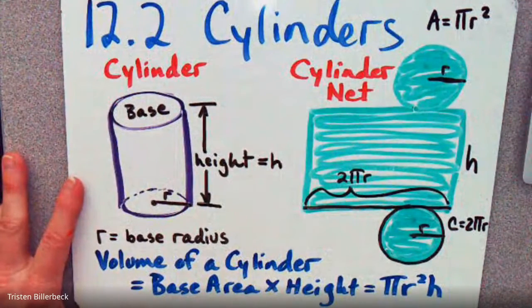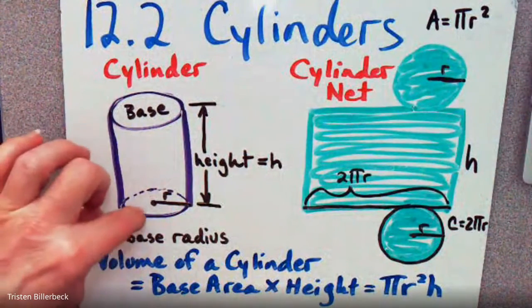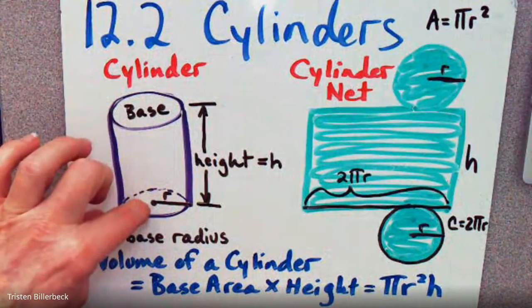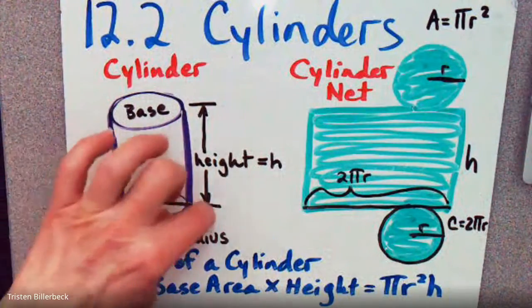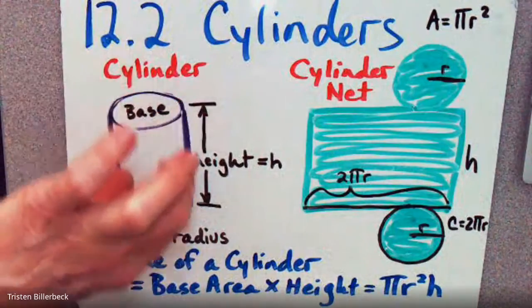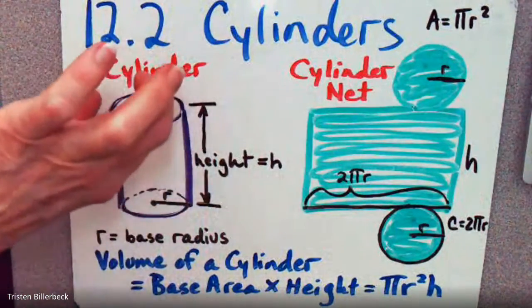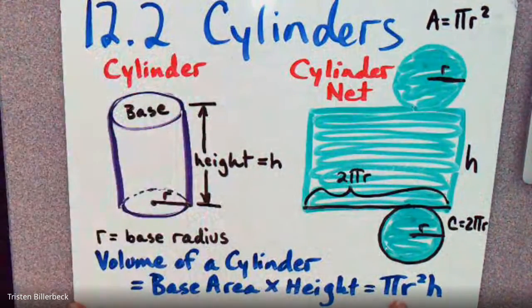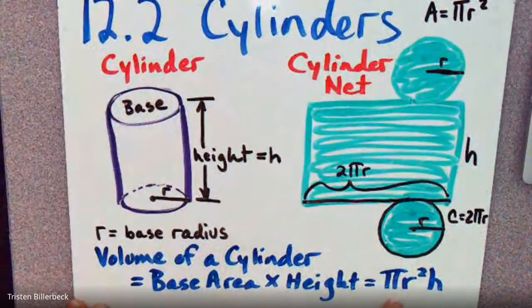So the volume of the cylinder can be written. I have a base area here times the height. As you're filling this up with water, as the height increases, so does the volume. So the volume of a cylinder is pi r squared h, the base area times the height.